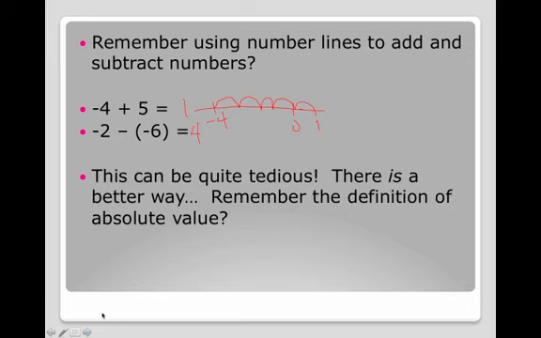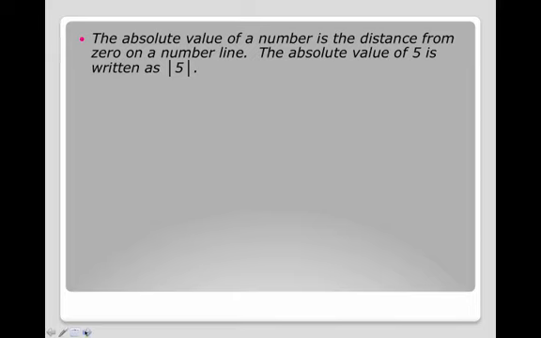So obviously this can be quite tedious, but there's a better way because we've got a definition for absolute value. Do you remember what that is? The absolute value of a number is the distance from 0 on a number line. So the absolute value of 5 is written with those lines on both sides. That's the absolute value of 5.